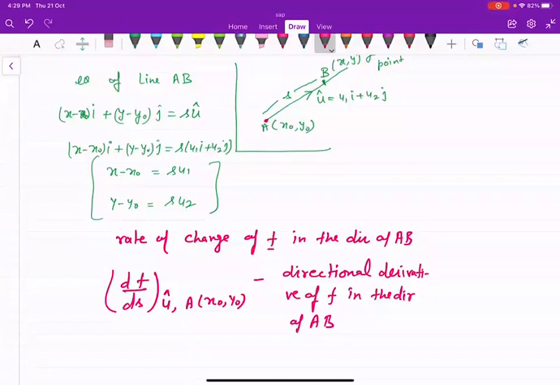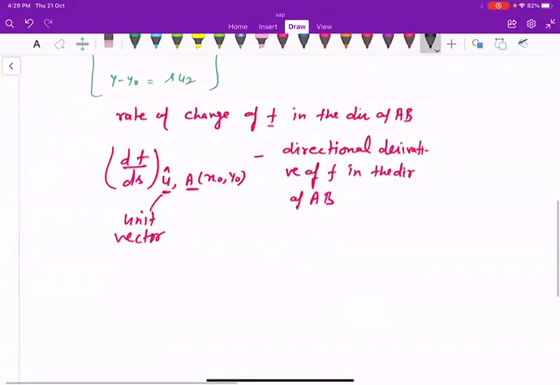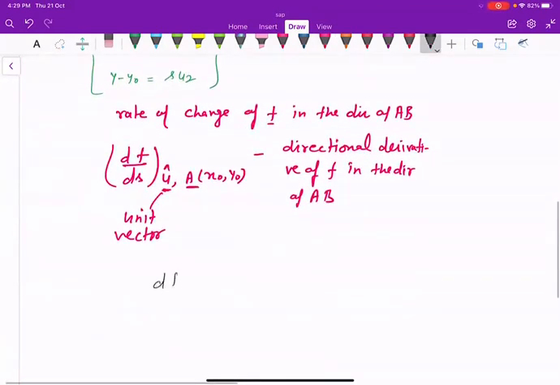Okay, so the rate of change of the function f(x,y) in the direction of AB is denoted by df over ds. U hat is the unit vector in that direction, and A is the point through which it is passing. Okay, after that we expressed in the previous class how we can write the mathematical form of this rate of change of f in any direction. This can be denoted by del f dot u.